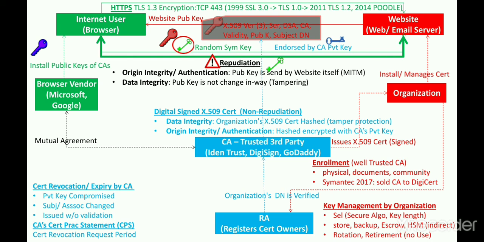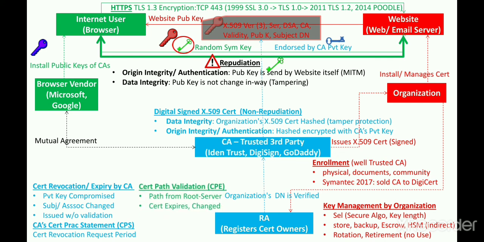Now there is a process of certificate revocation or certificate expiry by the CA, and the certificate gets revoked if the private key of the website gets compromised, or if the website subject or association gets changed, or if the certificate was issued by the CA without proper validation by the registration authority. Now the certificate authority issues its certificate practice statement or CPS, which indicates the certificate revocation request period in which an affected website may request to reissue its keys or its certificate if the certificate gets revoked by the certification authority.